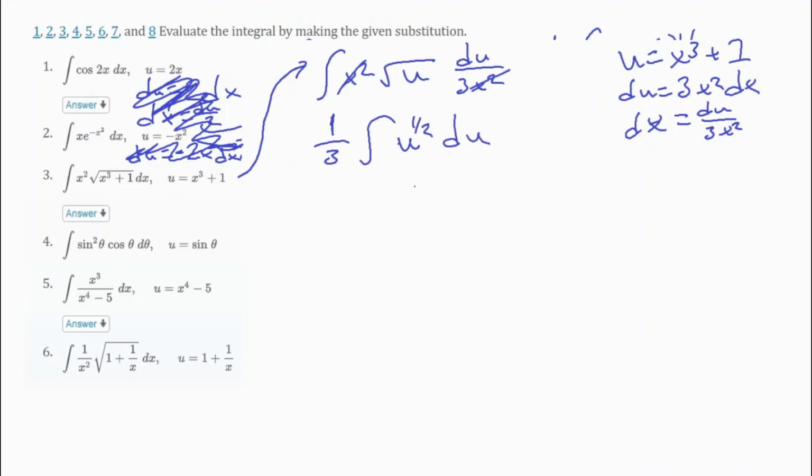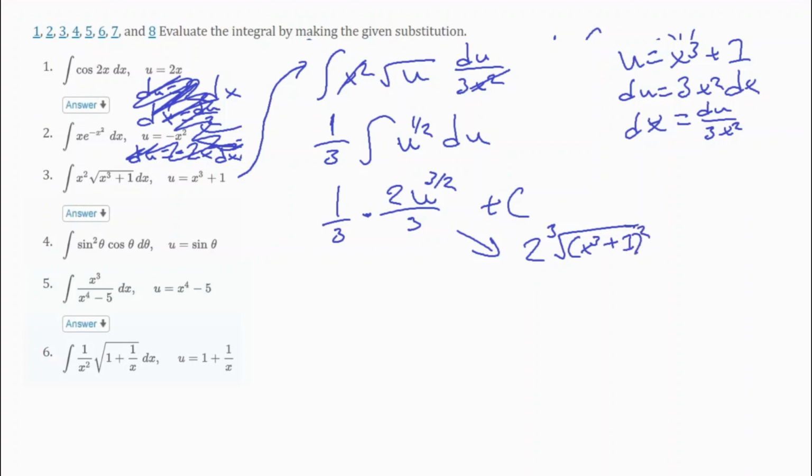And now all we need to do is integrate. So we find the antiderivative of u to the 1/2 power. It's going to be u to the 3/2 power, because we added 1 to 1/2, divided by 3/2, which is going to be multiplied by 2 over 3. And it's going to be multiplied by 1 over 3, plus c. So now let's plug in u and let's simplify everything. So we're going to have 2 square root, or rather cube roots of x cubed plus 1 squared.